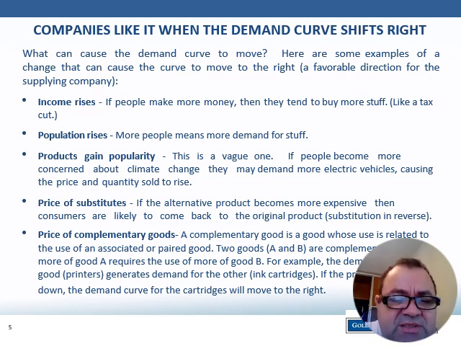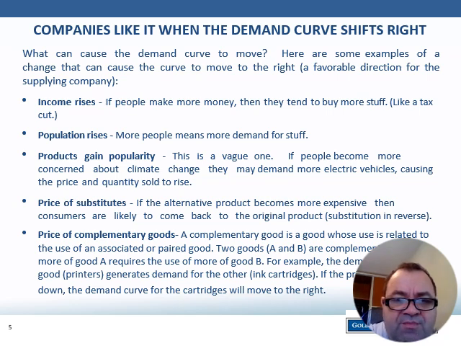Products gain popularity either by an effective marketing campaign or, for example, if people become more concerned about climate change, they may demand more electric vehicles. That will cause the entire demand curve to shift right. Price of substitutes, we talked about this. For example, if the price of beef goes up, then the entire demand curve for chicken shifts towards the right.